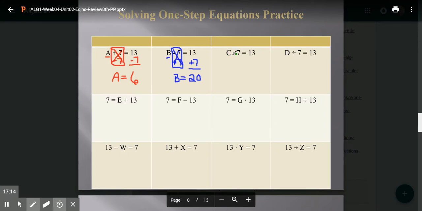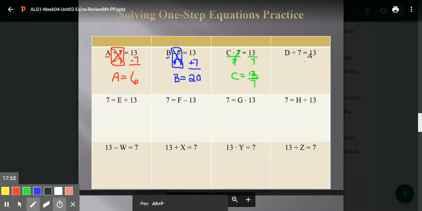Okay. So right now, on this third one, we've got a variable c that we're multiplying by 7. So the opposite of multiplying by 7 is going to be divide by 7. And whatever we do to one side, we need to do to the other. Okay, 7 divided by 7, that cancels out to 1. And 1 times c is just c. And then 13 divided by 7, we can just leave that in fraction form there. Okay, 13 sevenths.